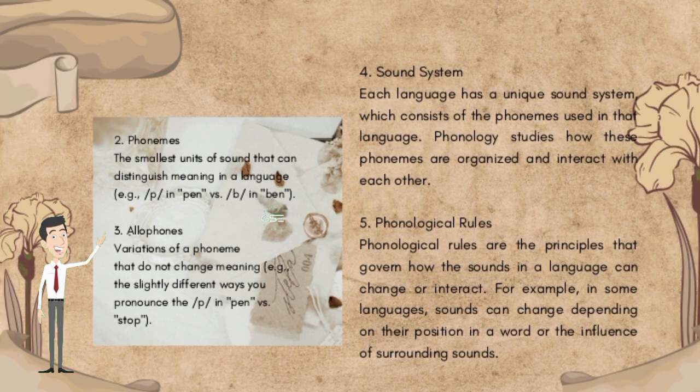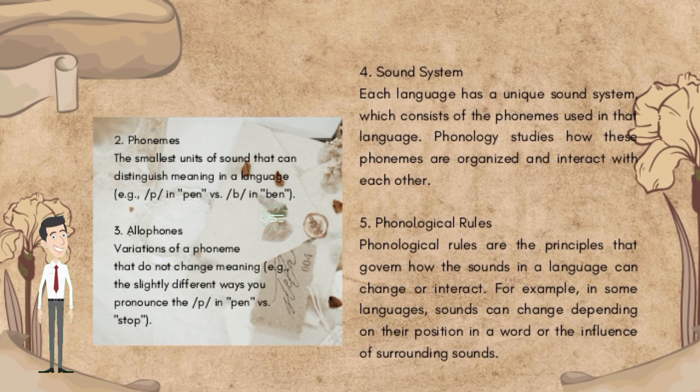A phoneme is the smallest unit of sound that can distinguish meaning in a language. For example, p in pen versus b in ben. And then allophones are variations of a phoneme that do not change meaning. These are the slightly different ways you pronounce the p, such as in pen versus stop.